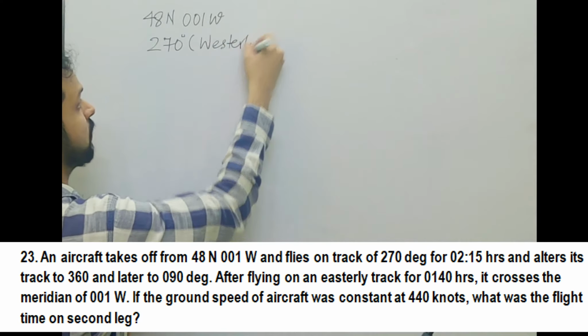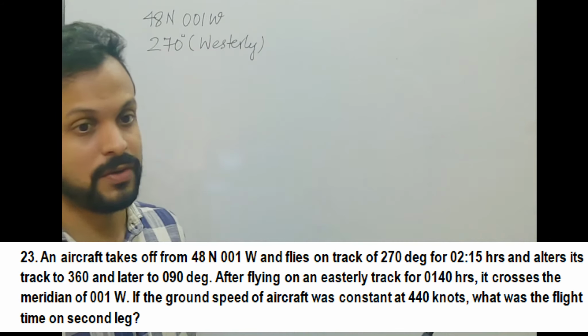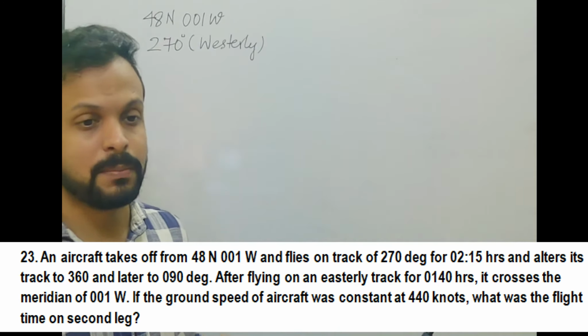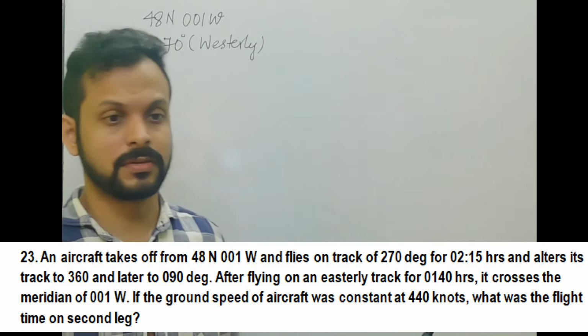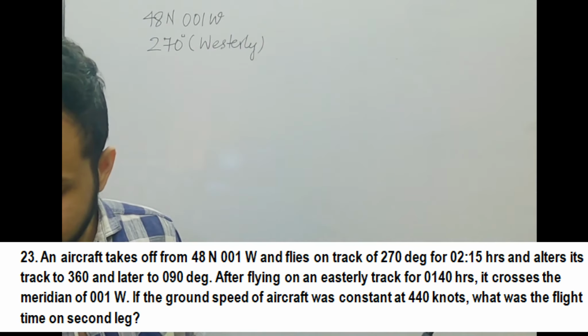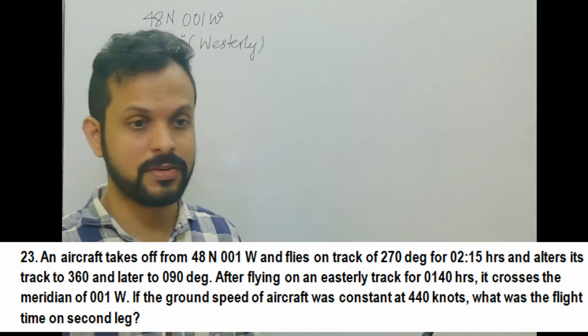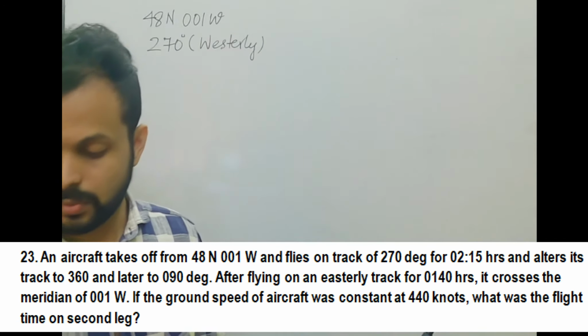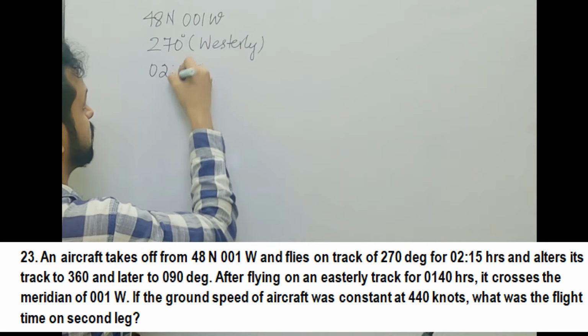Not only is it a westerly track, it's along a parallel of latitude. So which parallel of latitude are we on? We are going to follow the same parallel of latitude towards the west. So it is 48 degrees north. Perfect. All right. Now, how long is that happening? How long are we tracking 270? 2 hours 15. That's 2 hours 15 minutes.